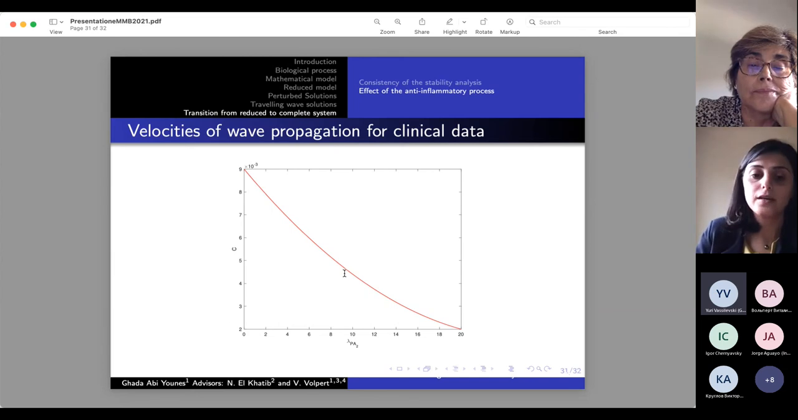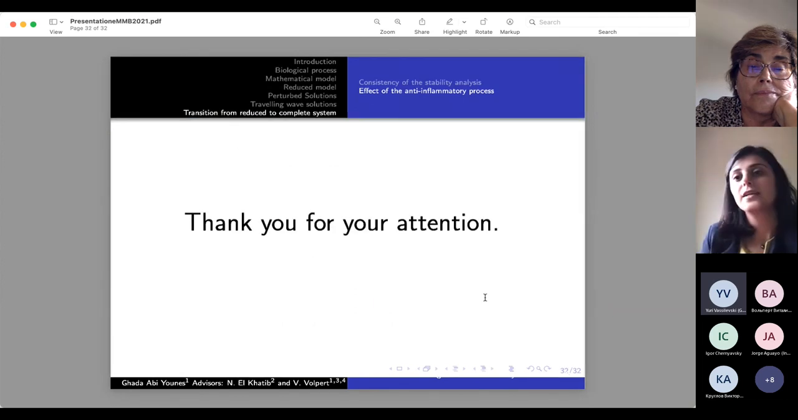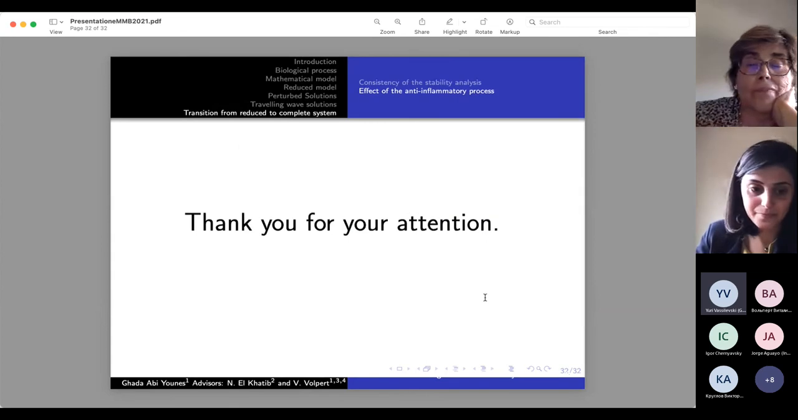Now, if we continue increasing this lambda PA2, the velocity will get negative. So this behavior determines the plaque regression. So as a conclusion for this section, this model emphasizes the role of anti-inflammatory effect in plaque stabilization as well as in plaque regression. And thank you for your attention.